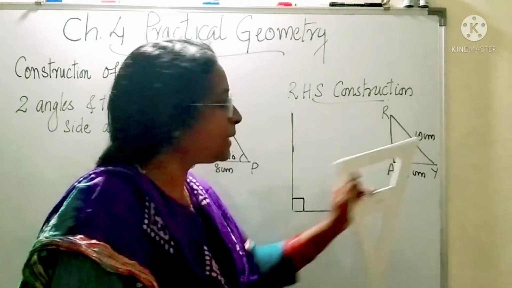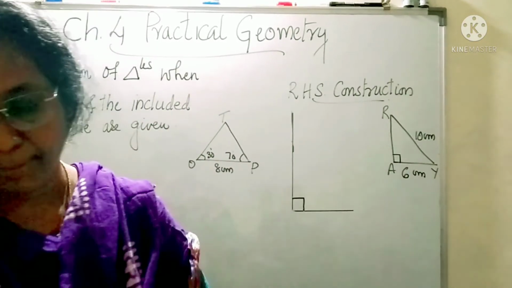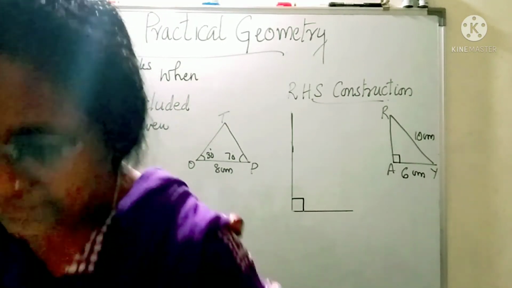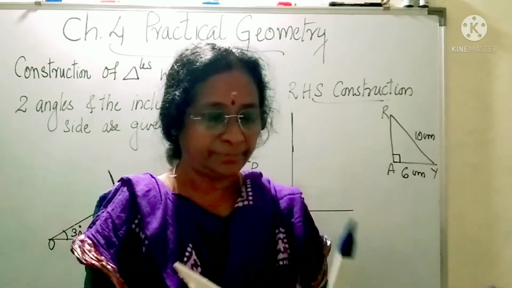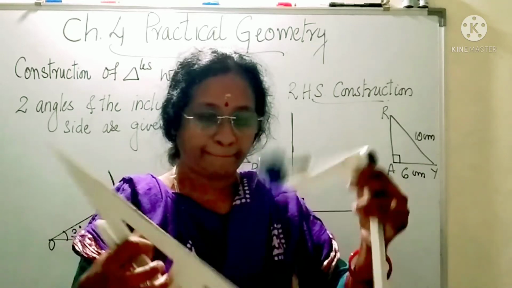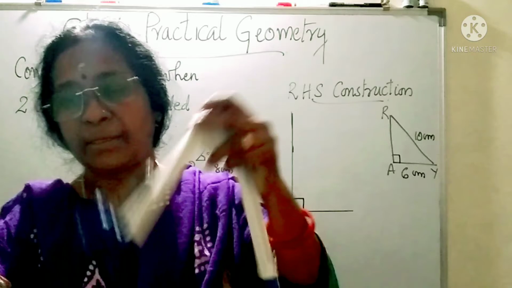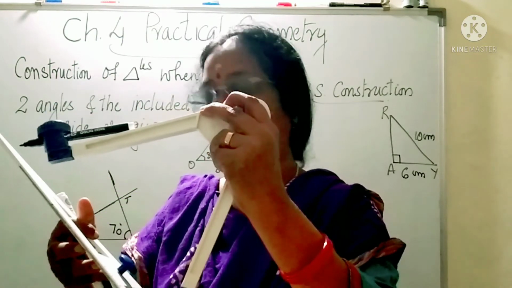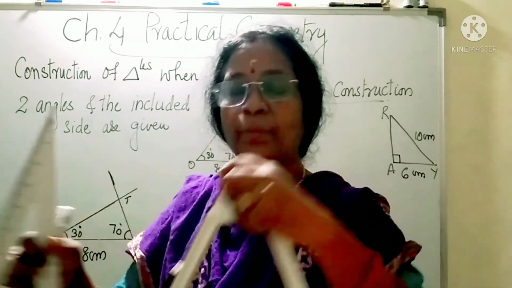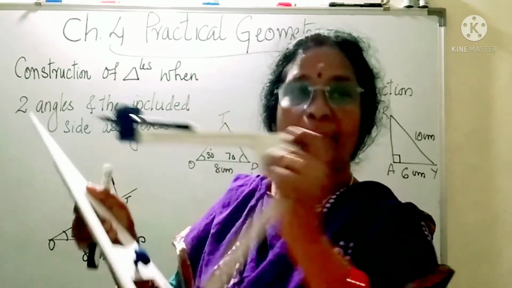Now here the hypotenuse is 10 centimeter. So what you have to do? Take the compass and with the help of the compass and the scale take 10 centimeter. I'll take it and show you. Keep the zero and then adjust the compass and take 10 centimeter. Okay, this is 10 centimeter.